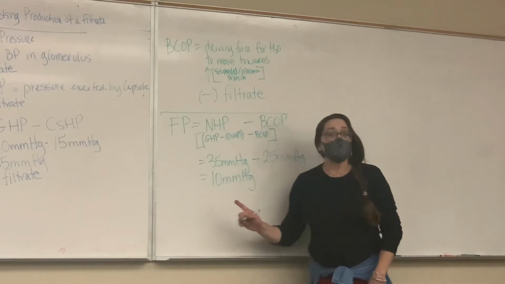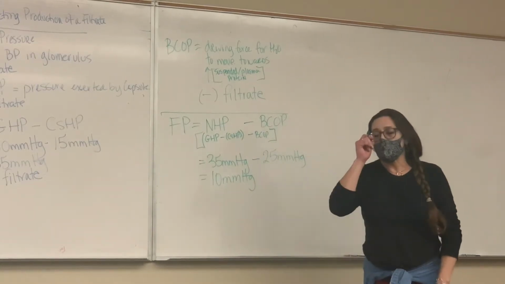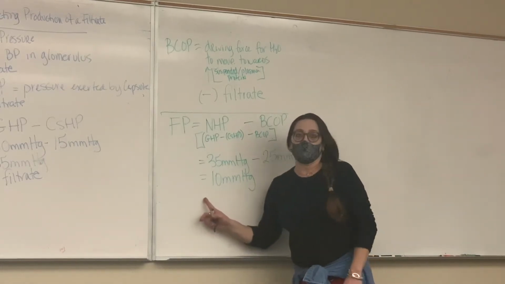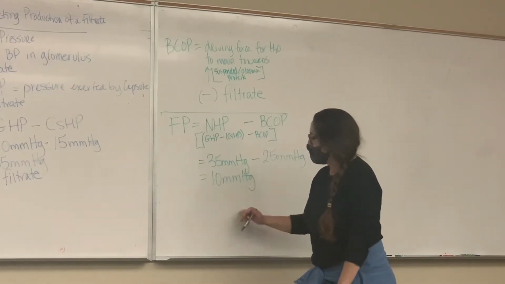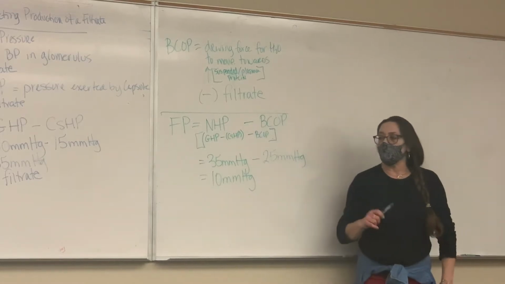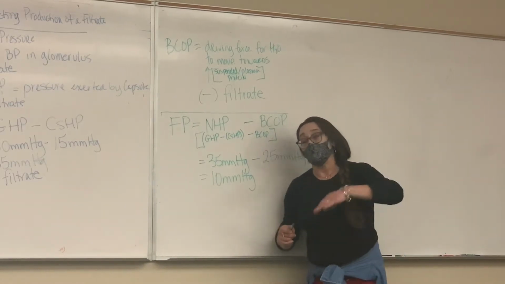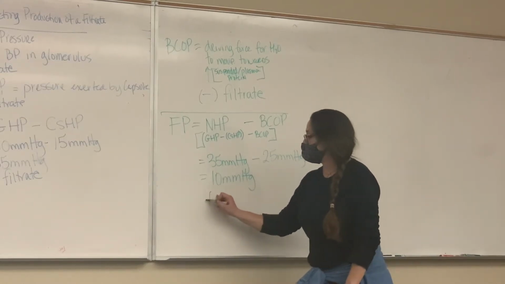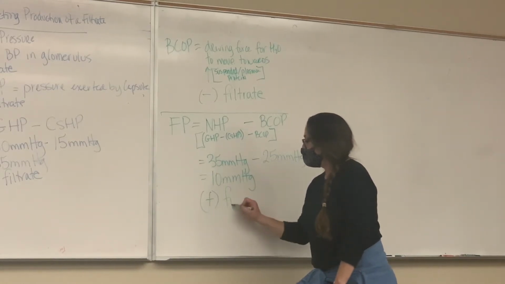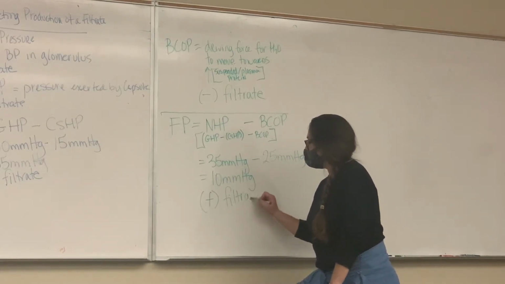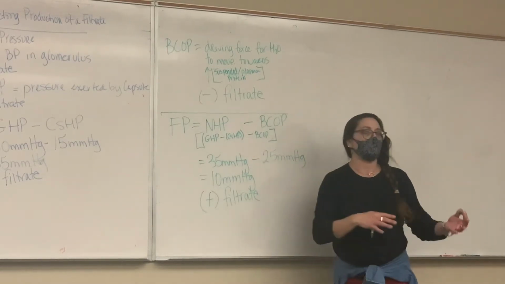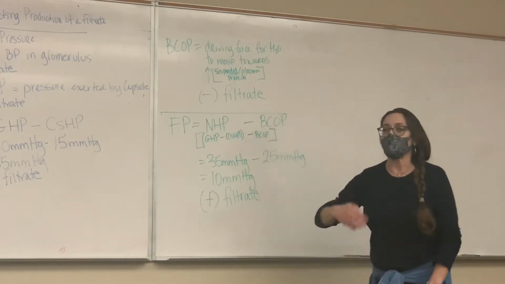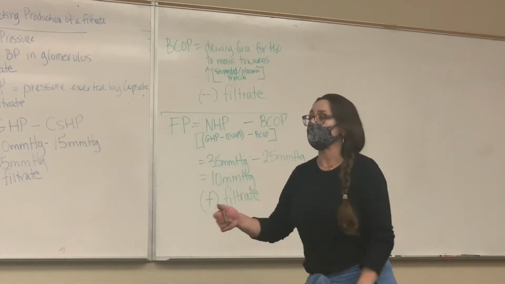And again, that's a pretty small number. 10 millimeters of mercury is not a lot, but the critical thing is it's positive, okay? Given that it's a positive number, will we produce a filtrate or not? Yes. So this favors filtration, or favors the formation of a filtrate. You can say it either way.